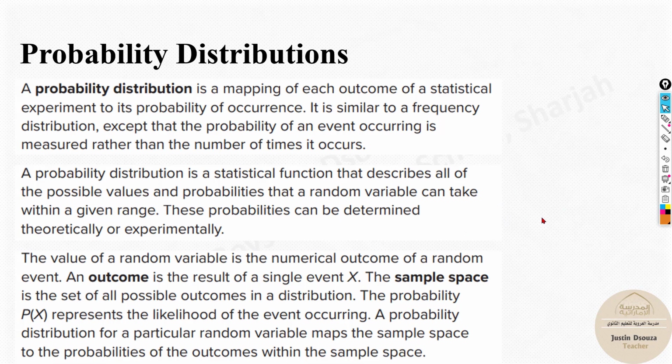Now, if you're rolling a die, a fair die has six numbers: 1, 2, 3, 4, 5, 6. The sample space is all the possibilities that can happen: 1, 2, 3, 4, 5, 6. But outcome is what actually happens. Now, imagine you threw a die and 4 came. That is the outcome.